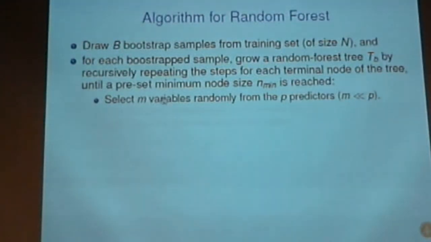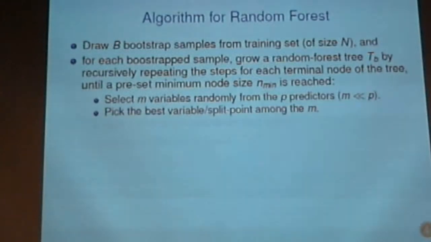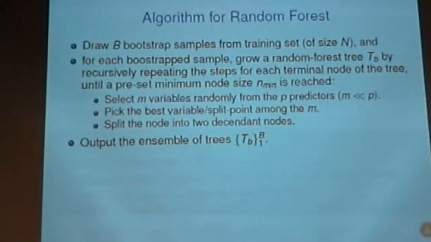So here this is another element of randomness, right? So this is a random statistical method. And then you pick the best variable split point among the n, and then split the node into two daughter nodes. Basically, that part is just growing individual trees and forming a forest, and then outputting the ensemble of trees. So you have this ensemble of trees out of the B bootstrap samples, and they come together and vote for the result.